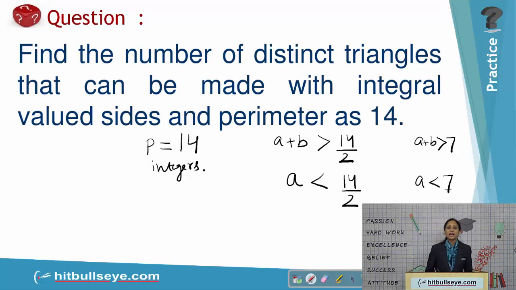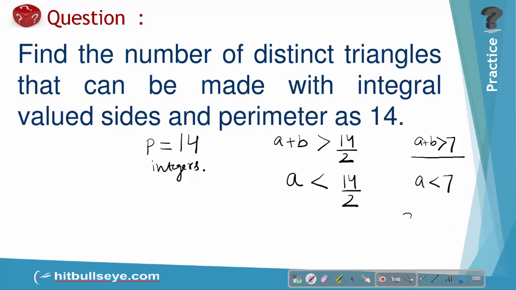Now since we are given that the lengths of the sides are integers here, that means numbers like 7.1, 7.2 will not be allowed. So A plus B greater than 7 would actually mean here A plus B is greater than or equal to 8. Similarly, A less than 7 will not have values like 6.9, 6.8. So A less than 7 here would actually mean A less than or equal to 6. Now keeping in mind these two conditions, the maximum possible length of a side here can be 6.